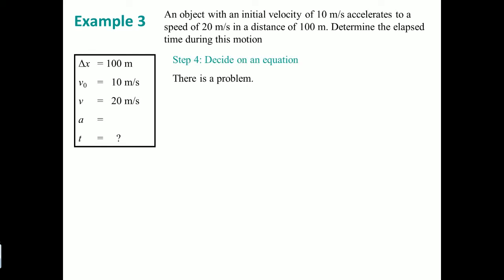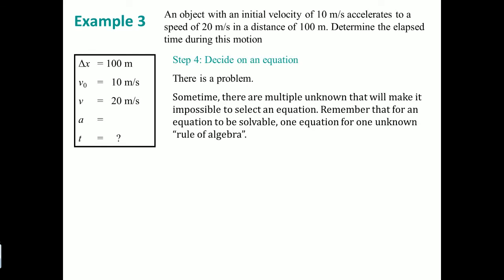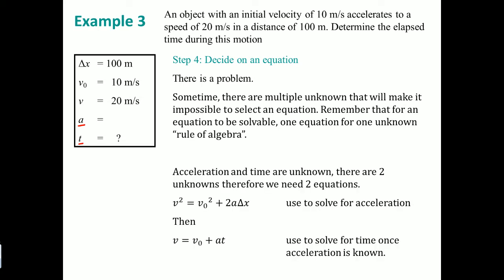But there's actually a problem here. Sometimes there are multiple unknowns that would make it impossible to solve with one equation. Remember, for an equation to be solvable, it needs one equation for one unknown. That is basically the rule of algebra. Here you can't solve for it because you need a and t. Acceleration and time are unknown. Therefore, two unknowns are in the problem. Therefore, we need two equations.